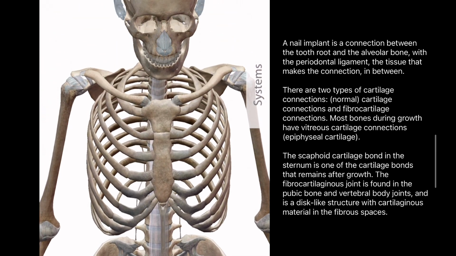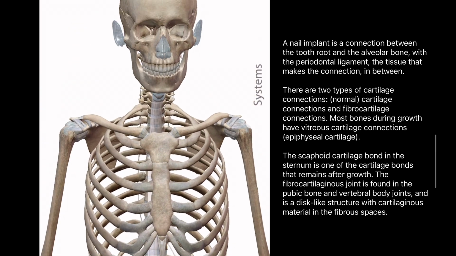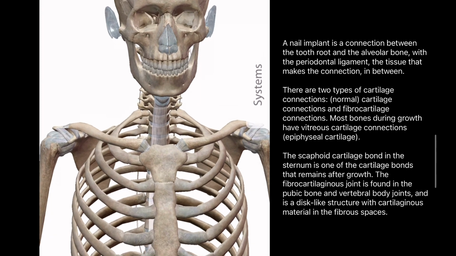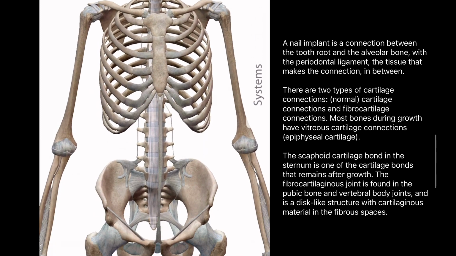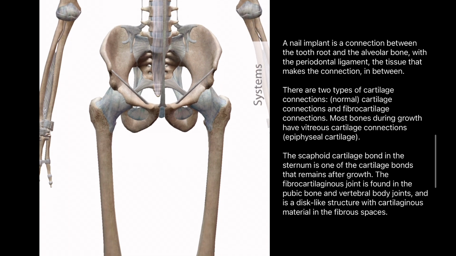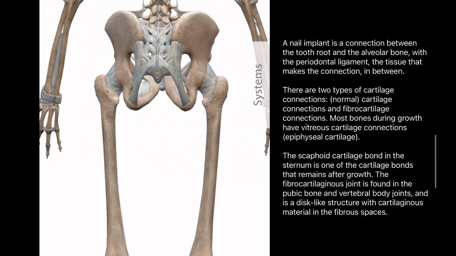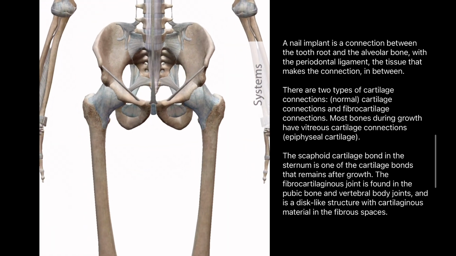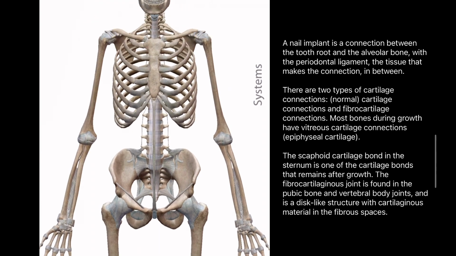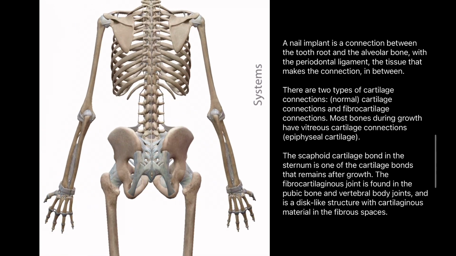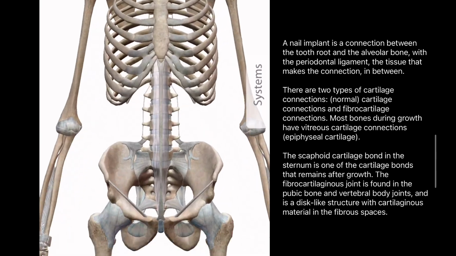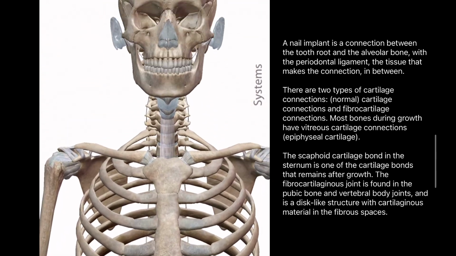There are two types of cartilage connections: normal cartilage connections and fibrocartilage connections. Most bones during growth have vitreous cartilage connections, epiphyseal cartilage. The scaphoid cartilage bond in the sternum is one of the cartilage bonds that remains after growth. The fibrocartilaginous joint is found in the pubic bone and vertebral body joints, and is a disc-like structure with cartilaginous material in the fibrous spaces.